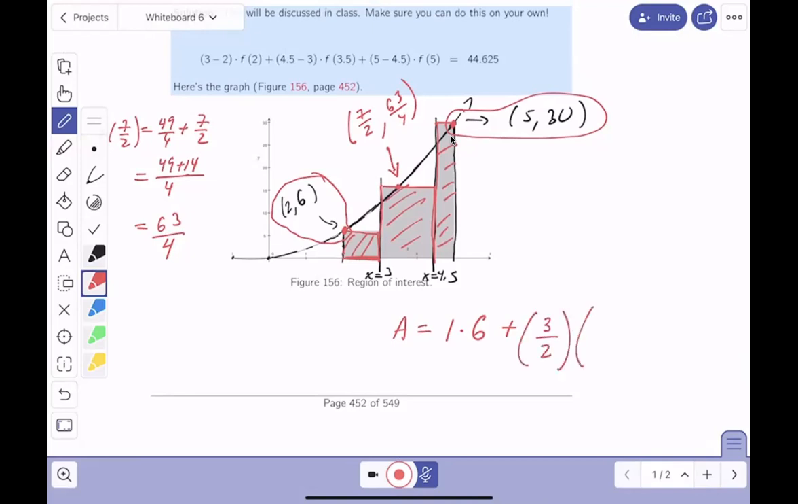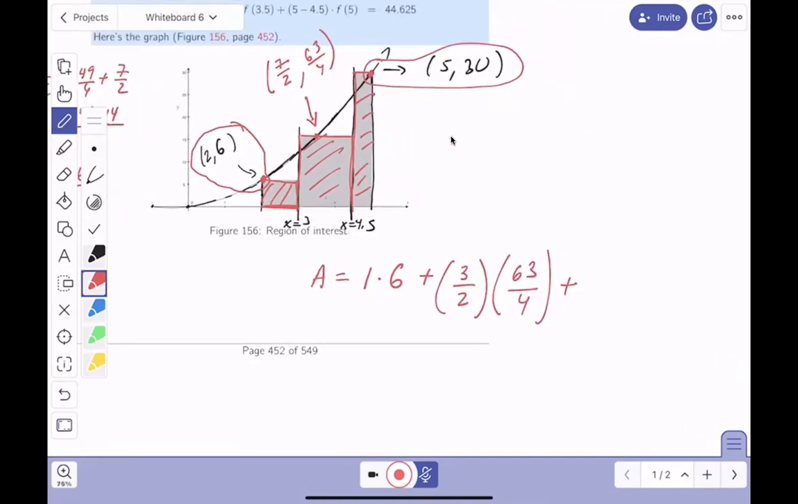What's the height of that? It's 63 quarters. Do I make mistakes all the time? We have a key for it. We'll look at the key later.